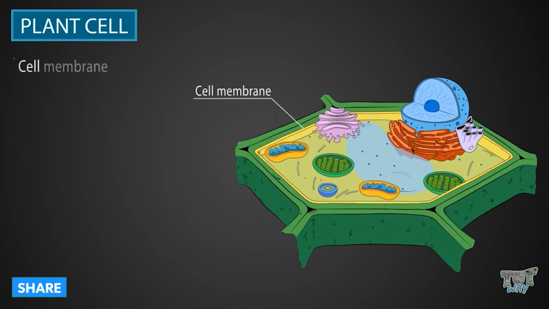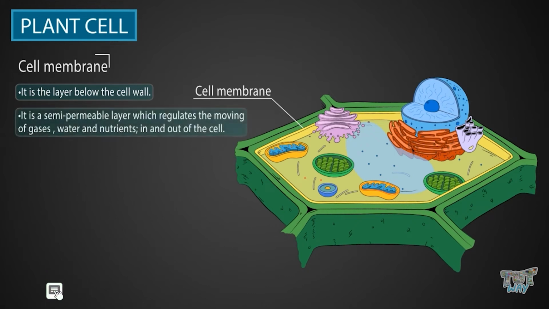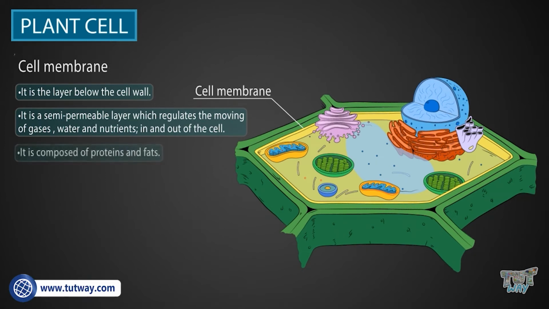Next is the cell membrane. It is the layer below the cell wall. It is a semi-permeable layer which regulates the movement of gases, water, and nutrients in and out of the cell. It is composed of proteins and fats.